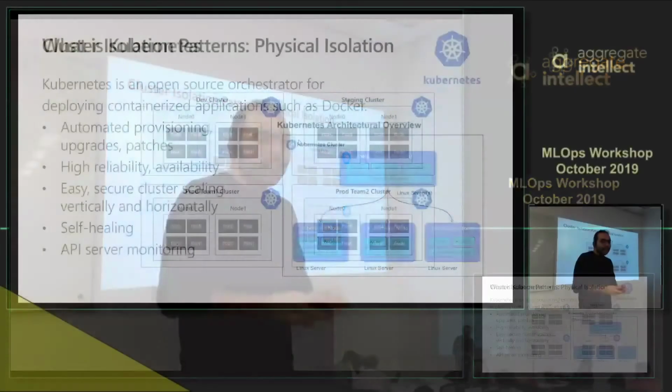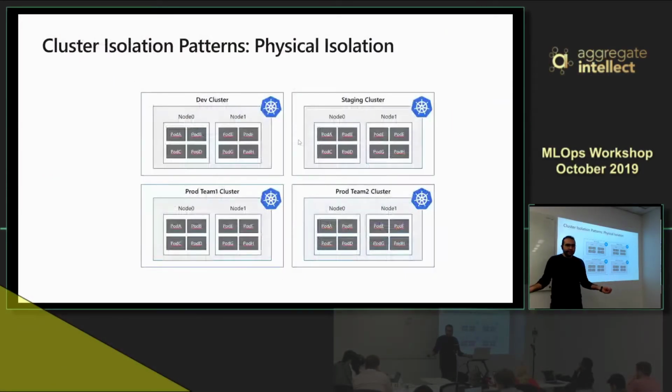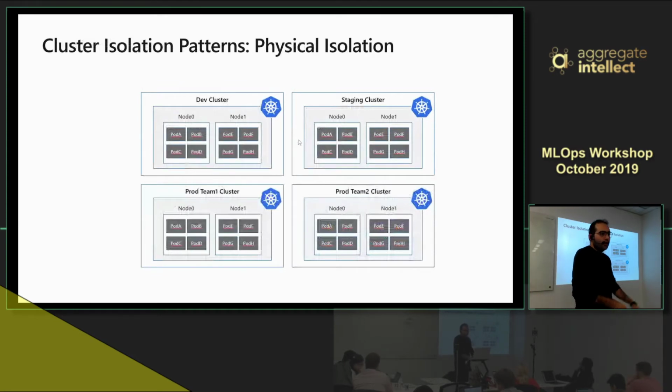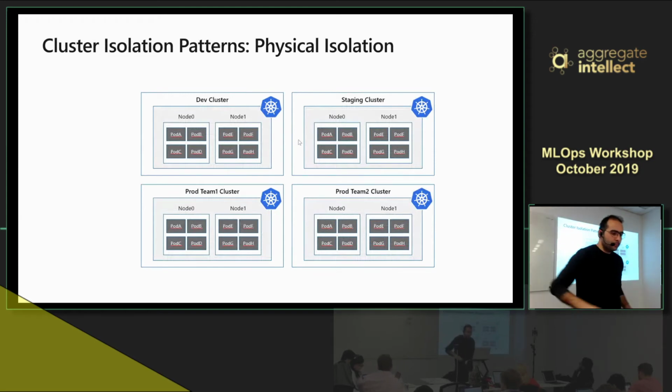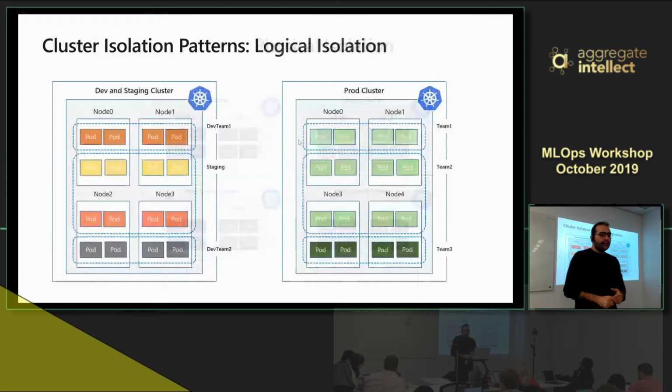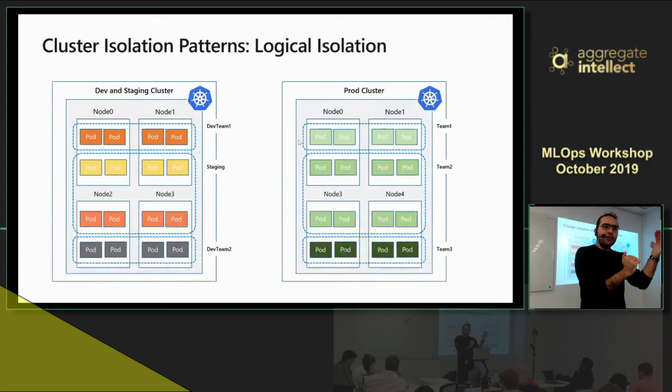One way is to completely isolate the environments physically, where you have one Kubernetes cluster for dev, one for test, or even team-based, one Kubernetes cluster for team 1 and one for team 2, and completely isolate them. The other way is to have one Kubernetes environment and logically separate them. You would divide part of node 1 to some type of job or team, and so on.